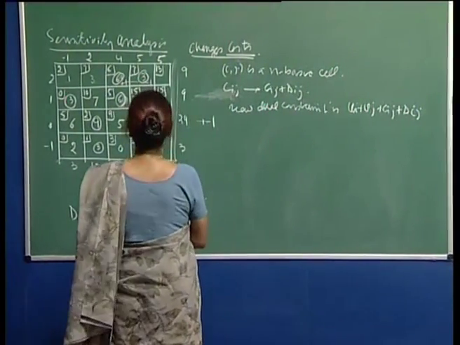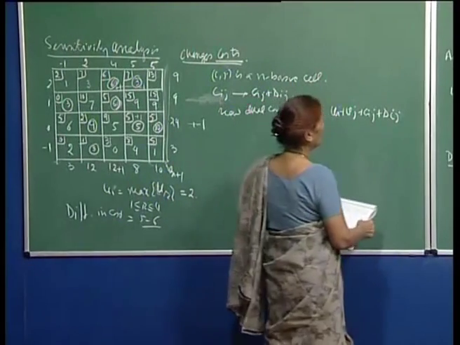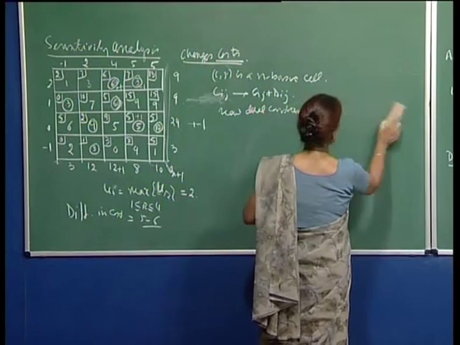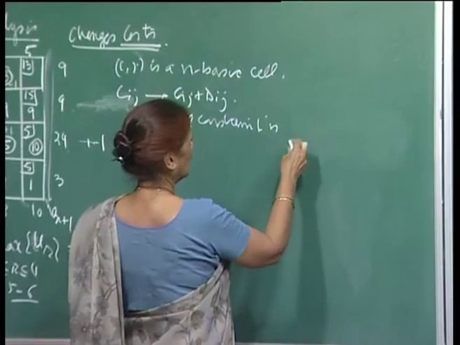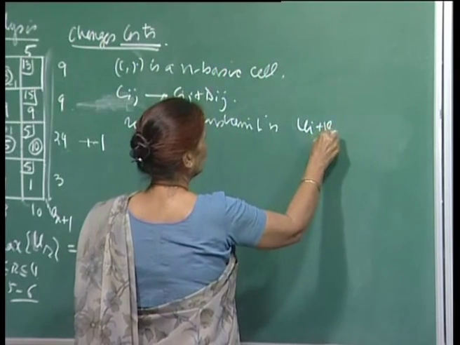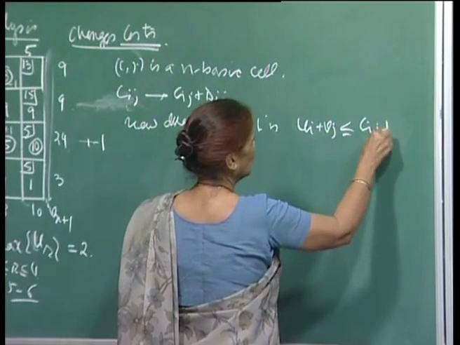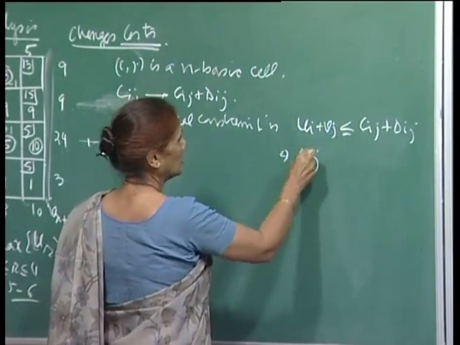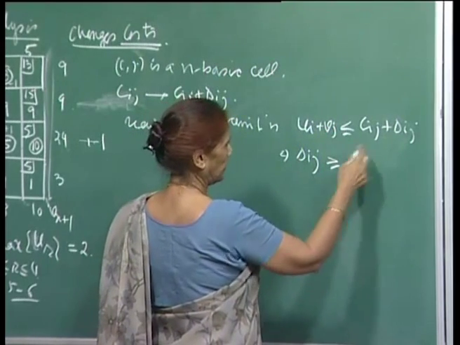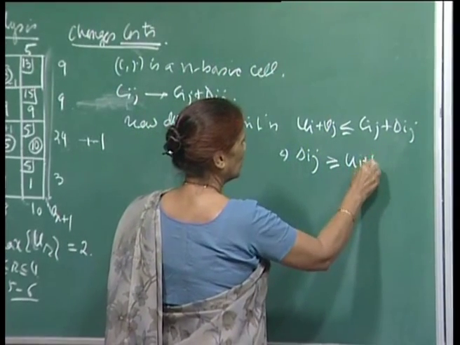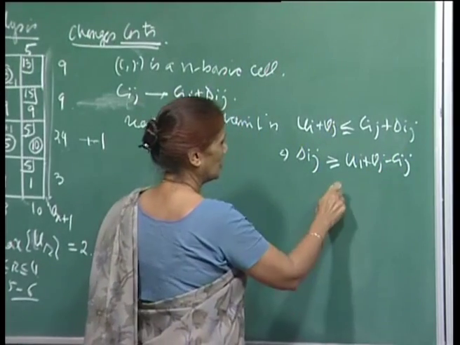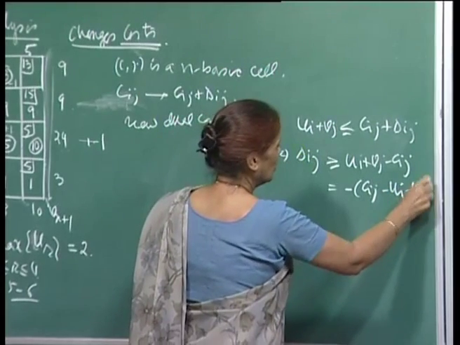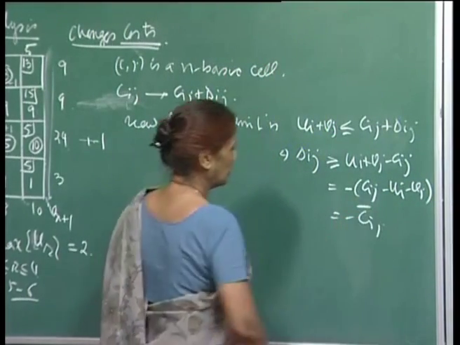Why should that happen? Yes, what you say is that your ui plus vj should be less than or equal to cij plus delta ij, right. So this implies that your delta ij should be greater than or equal to ui plus vj minus cij, which is equal to minus of cij minus ui minus vj, which is minus cij bar.